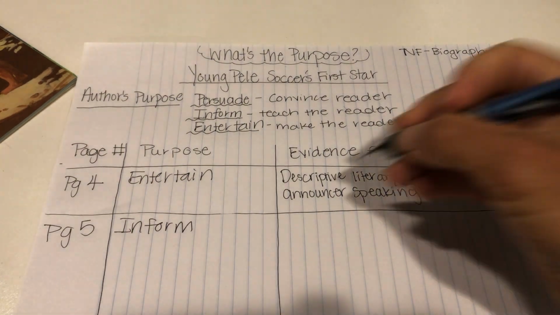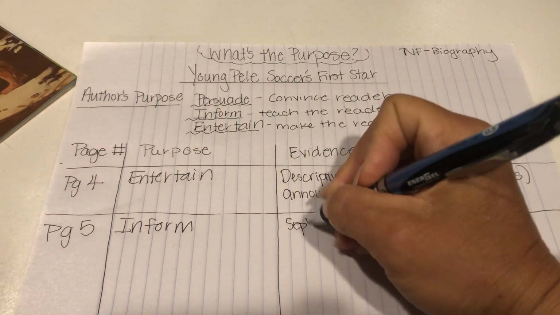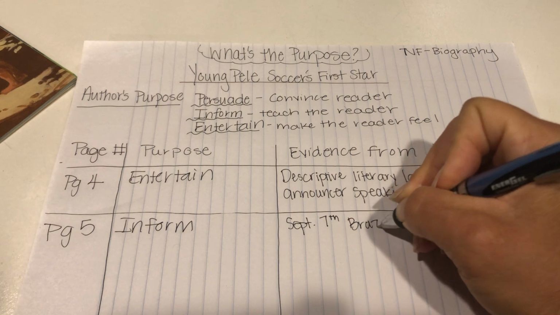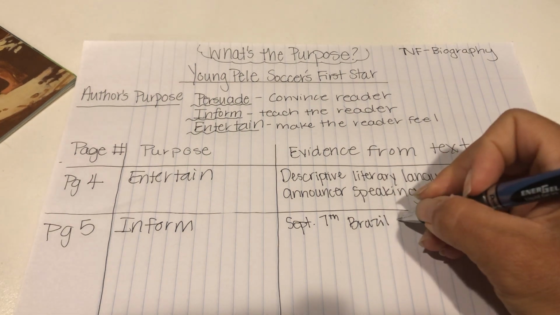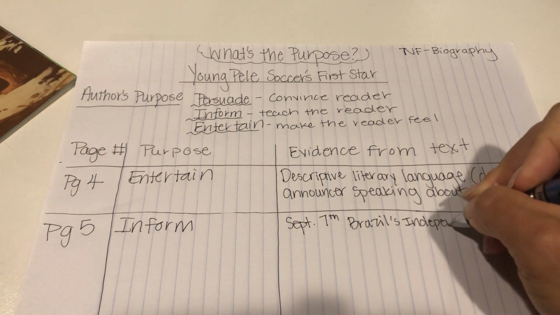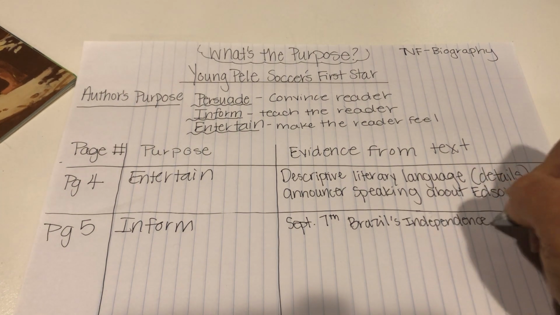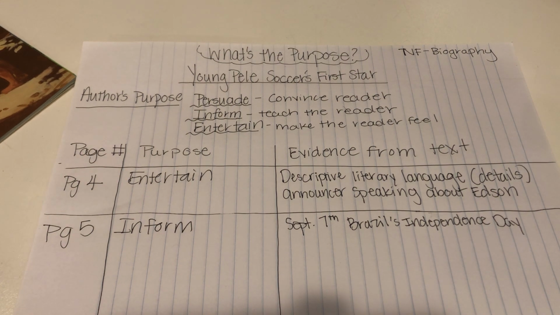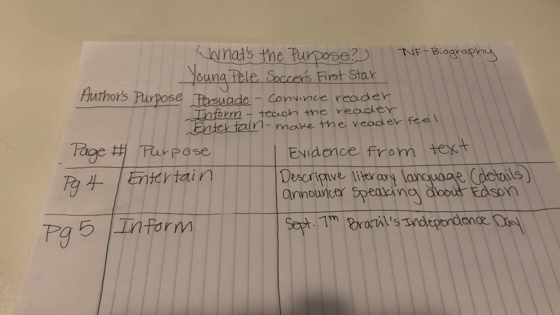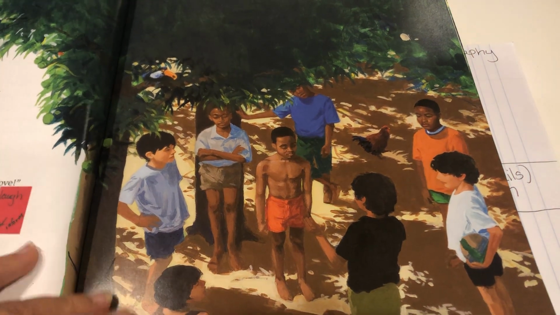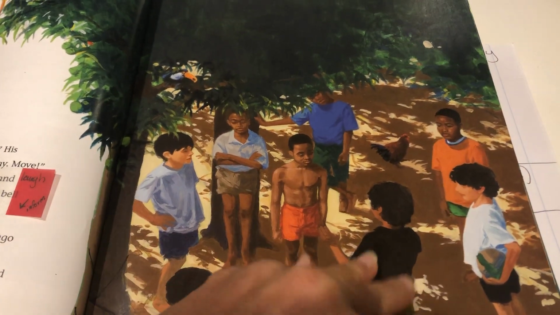And what did she inform us? September 7th is Brazil's Independence Day. Okay, so as you can see, there can be multiple purposes within a text. And here's the illustration of all the boys getting together, trying to decide on their team name.